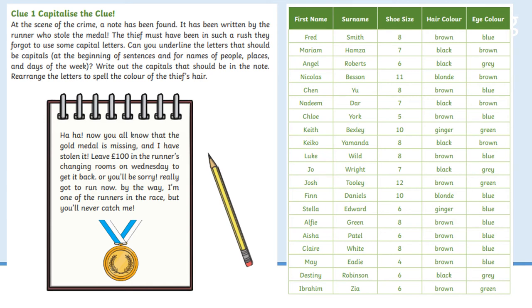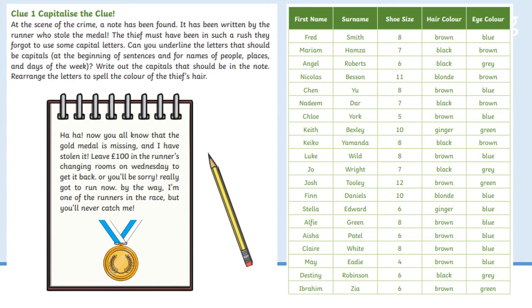So this clue is going to give us the colour of the thief's hair. Okay, so you should have read the note. If you haven't, pause me now to read it. Haha, now you all know that the gold medal is missing and I have stolen it. Leave £100 in the runner's changing room on Wednesday to get it back or you'll be sorry. Really got to run now. By the way, I'm one of the runners in the race, but you'll never catch me.